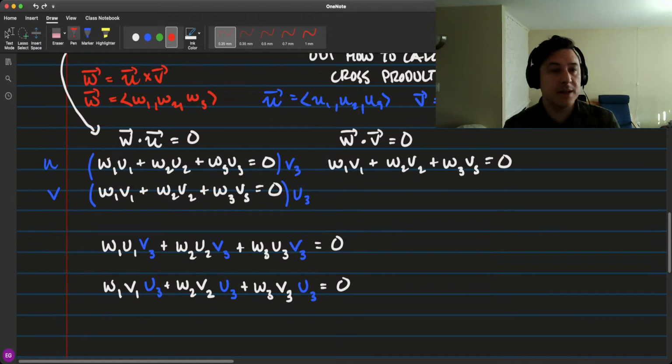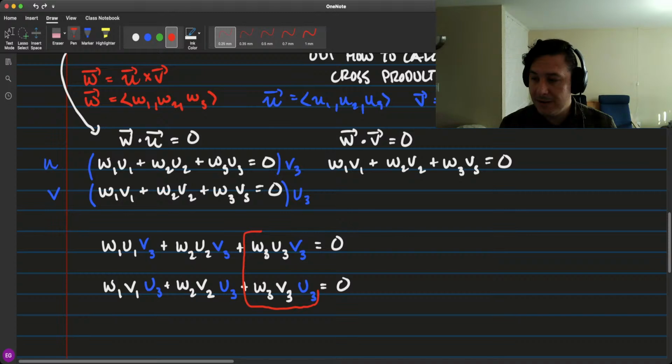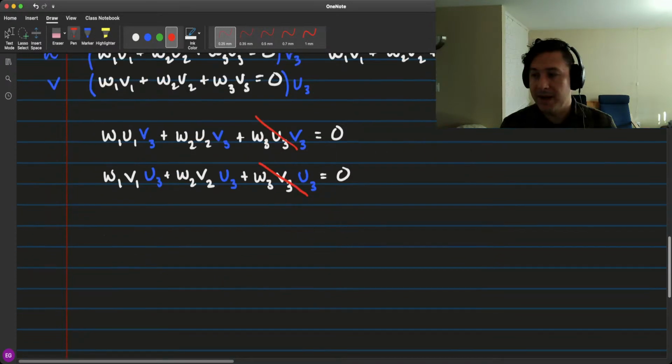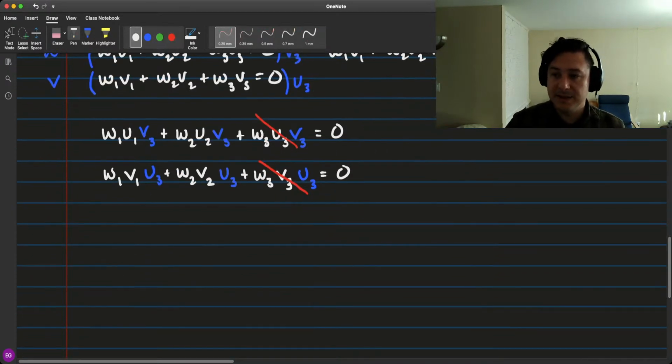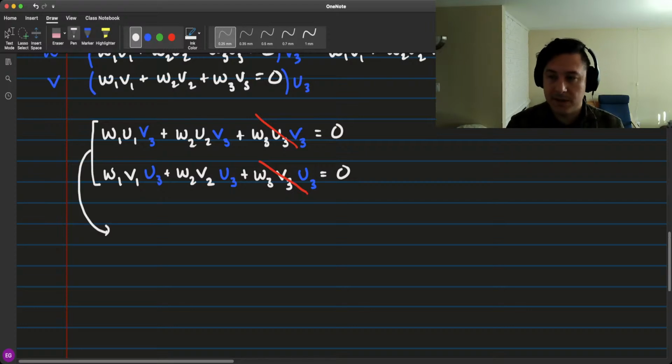All of these are constants. W1 is a number. U1 is a number. V3 is a number. Yes. You look at these and you're like, oh, they're the same. They both have W3, they both have V3, and they both have U3. So if I take the top and subtract the bottom, those disappear. So I'm going to take the top, subtract the bottom, and what I get as a result is now one equation with those two terms gone.